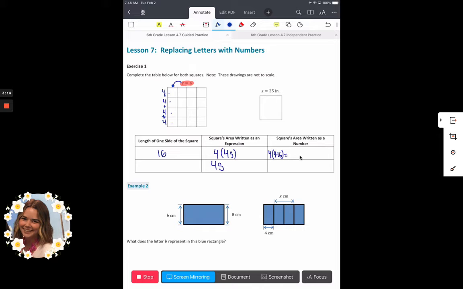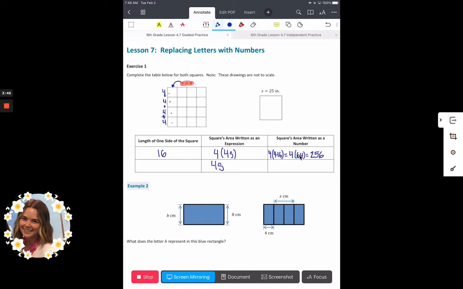So if you remember our order of operations, we're going to start with our grouping symbols, with our parentheses in this case. And we have 4 times 16, which is 64. So we end up having 4 times 64. We multiply 64 times 4, and we get 256. So the area here is 256.